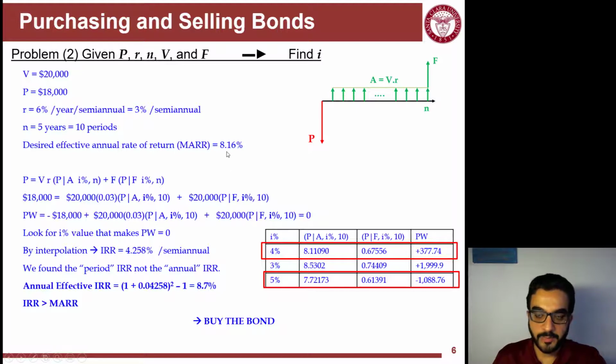Comparing that to the 8.16% MARR, I see now IRR is more. So now the conclusion would be, yes, buy the bond. You will get your MARR and even more.